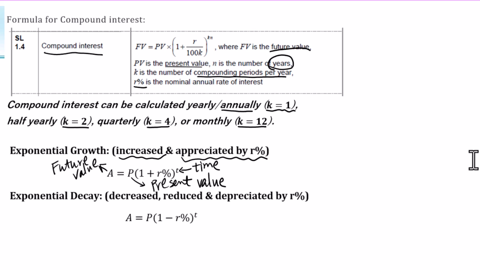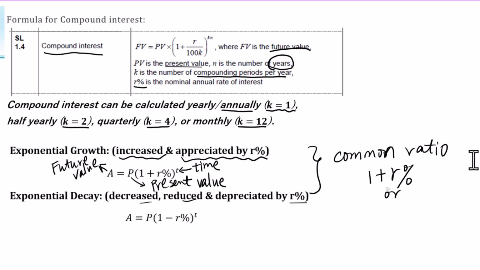For exponential decay, you will see the word decreased, reduced, depreciated by R%. Then we will use this formula: A equals P times 1 minus R% to the tth power. Exponential growth and exponential decay can be related to the geometric sequence. Common ratio is 1 plus R%, or it's 1 minus R%.